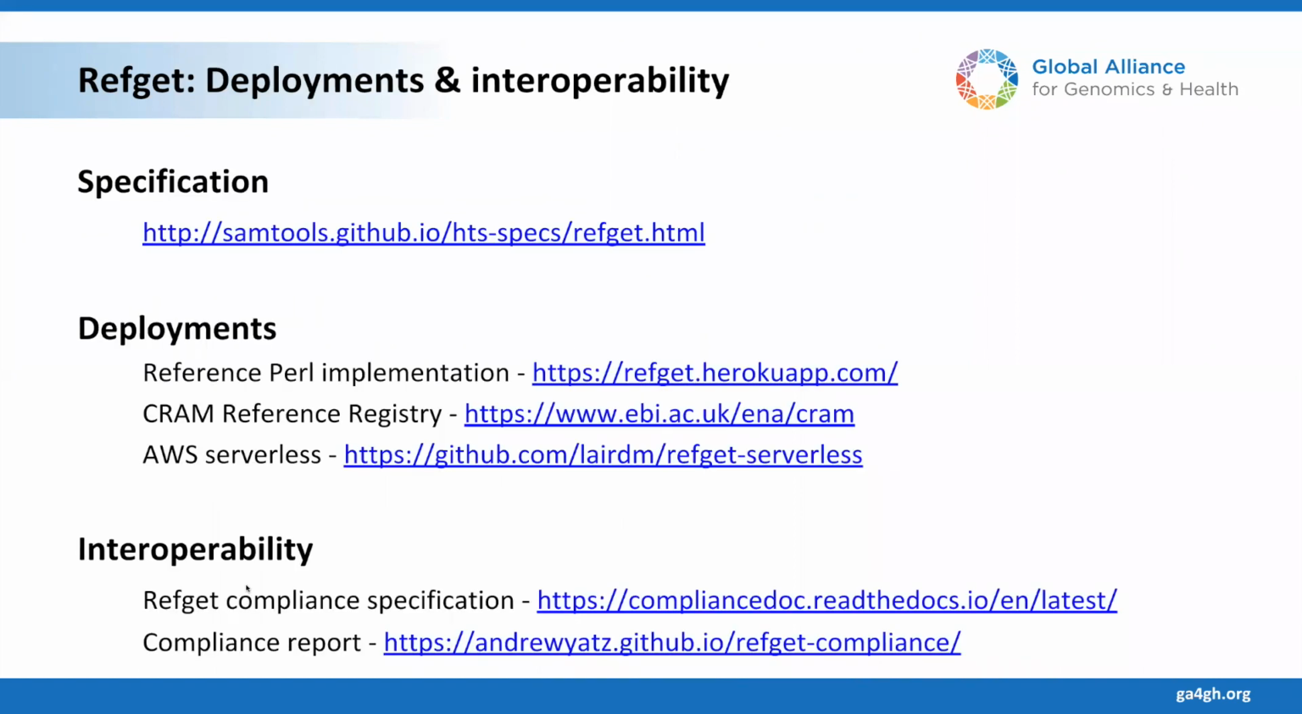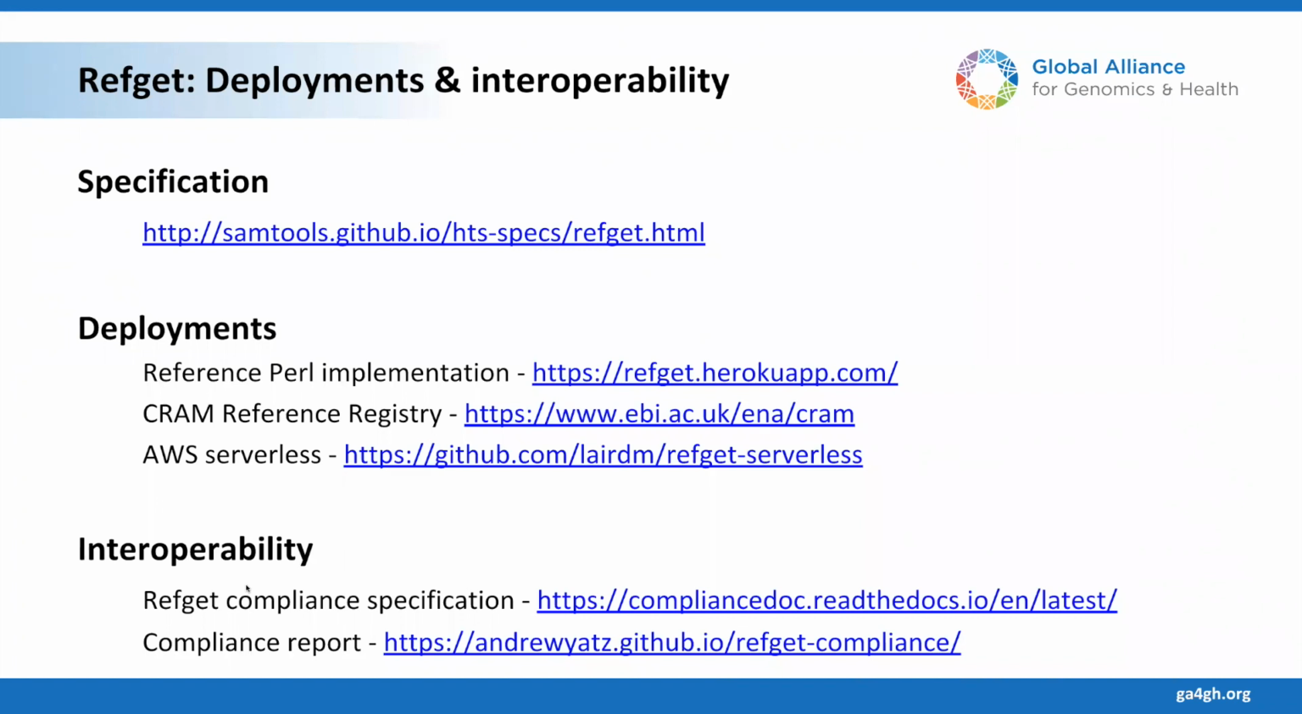In terms of deployments and interoperability, so we have the specification, as I said before, that's currently located under the HDS specs API under refget.html. We have two actual deployments, which is the Refget Heroku app, and we have the CRAN reference registry. The CRAN reference registry is the only production quality release of Refget that we have at the moment. The reference Perl implementation is there as a proof of concept for the specification.